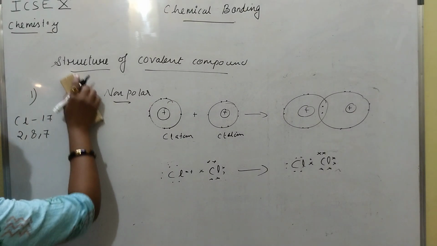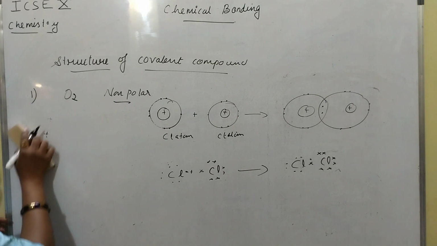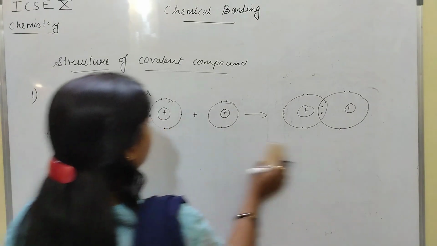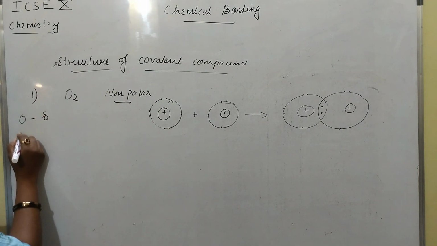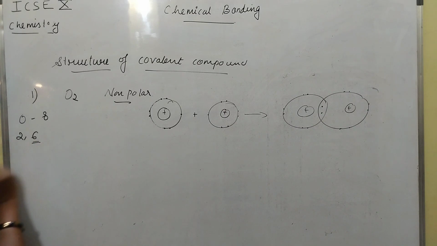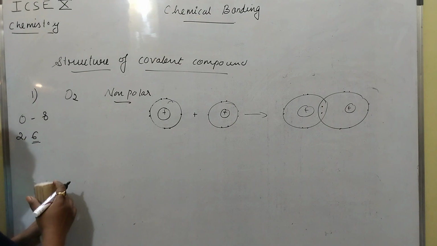Third, we will take oxygen. Oxygen atomic number is 8, configuration is 2, 6. So you can see that it is short of 2 electrons to complete the octet. So those 2 electrons it will share with another oxygen atom.